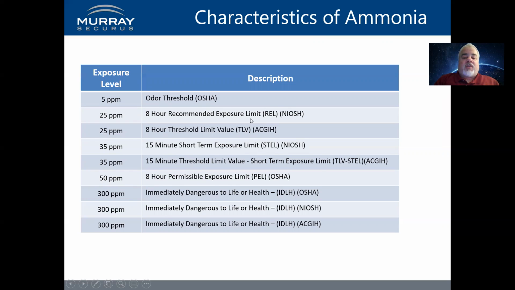But again, it depends on the agency. It depends on the type of work you're doing. So you can have under OSHA an 8-hour limit at 50 parts per million. At 300, that is where it is immediately dangerous. So it's really important. Long-term exposure at 50 parts per million, you don't want to be doing that every day. You don't have to memorize these, but certainly you should recognize the extremes.